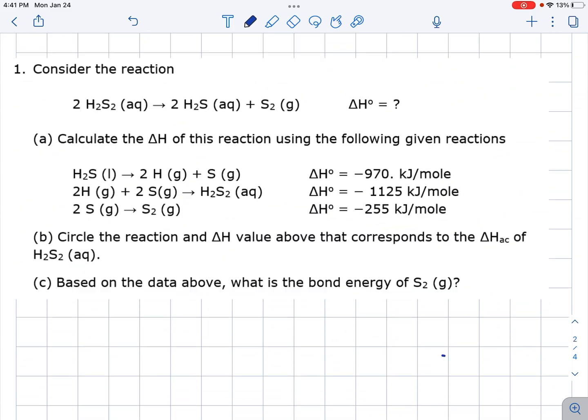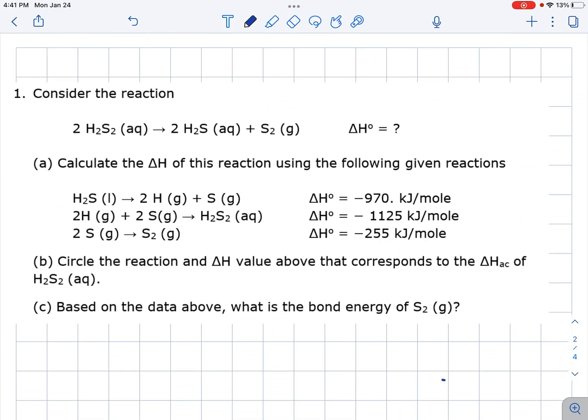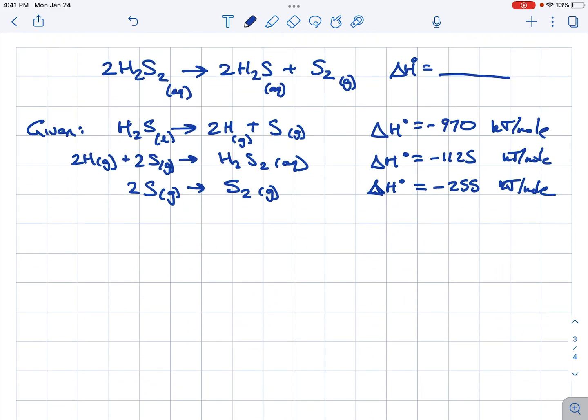This first part is a Hess's law problem, right? Because we're given reactions, and we're going to see if we can get them to add up. Remember, Hess's law says if you can add the reactions, you can add the delta H's, because delta H is a state function. It doesn't matter what path you use to get there. So I'm going to switch.